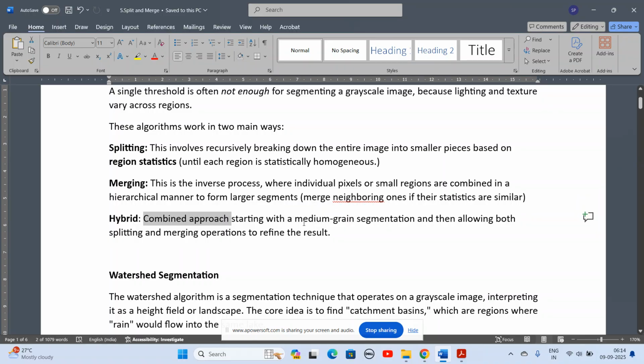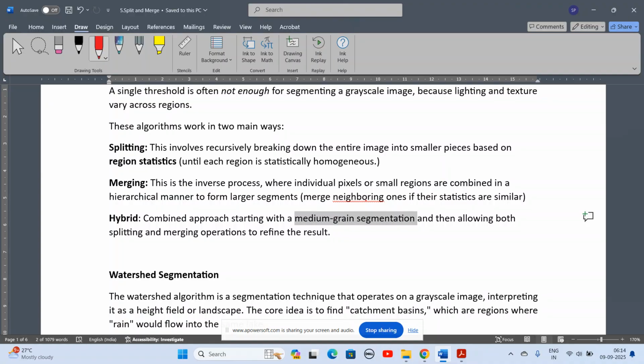We will start with medium grain segmentation. In the image pyramid, we have seen the fine details as well as coarse details. So the fine details mean the lower part of the pyramid. Hope you remember it. So this is the image pyramid. The large, lower part of the pyramid represents fine detail, the upper part represents coarse detail, and the mid is known as medium grain segmentation. We'll start with medium grain segmentation, and I can either follow split or merge, depending on the image.